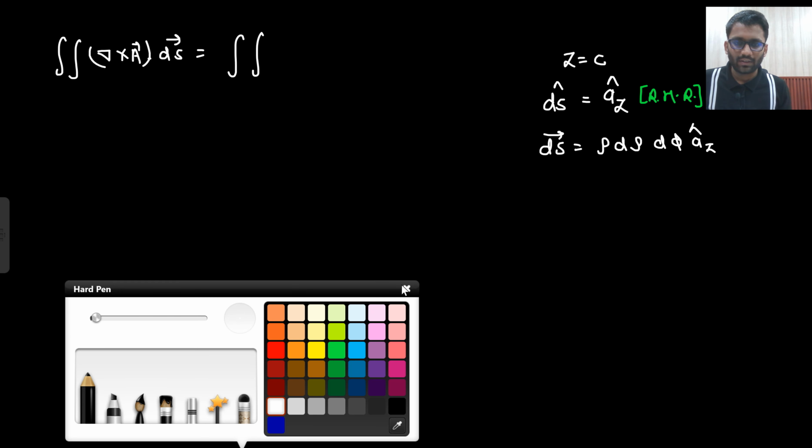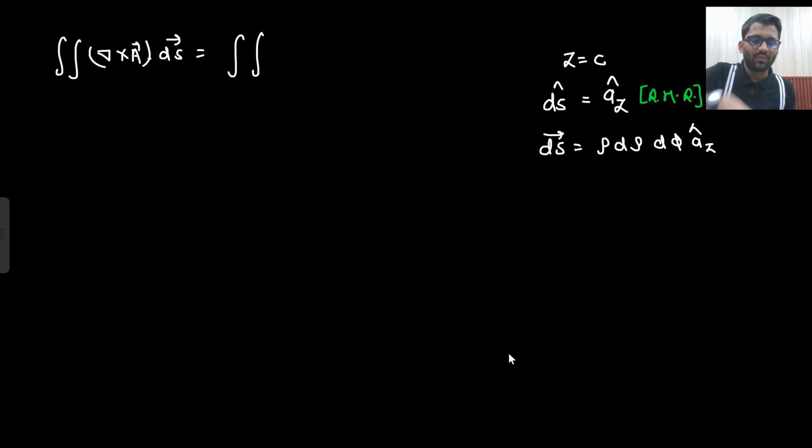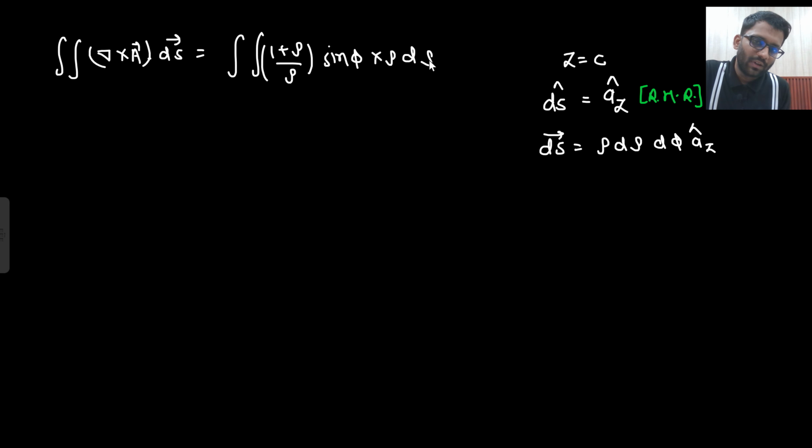What is my del cross A? This is my del cross A: 1 plus rho by rho, or I can write it as 1 plus 1 by rho, or let it be 1 plus rho by rho only. 1 plus rho by rho into sin phi Az cap dot Az cap, that will be 1 into rho d rho d phi. Now I need to put the limit. That is the important task. So rho and rho will get cancelled. I need to put the limit of rho and phi, because d rho d phi is there.